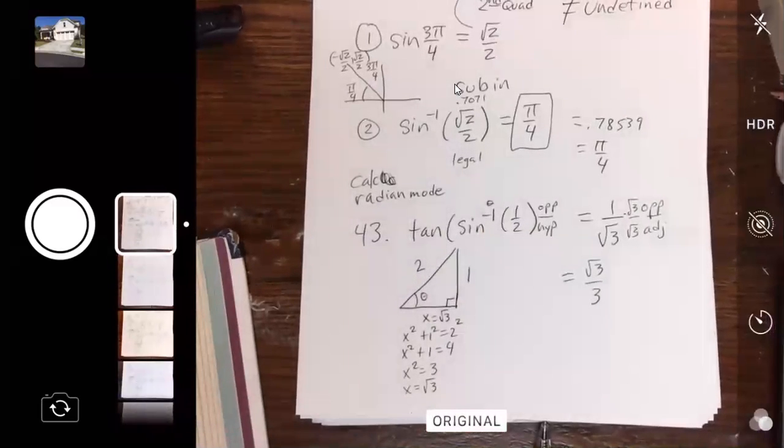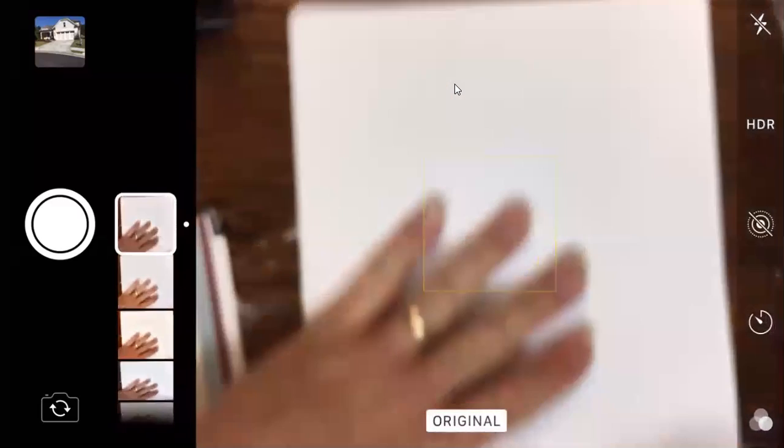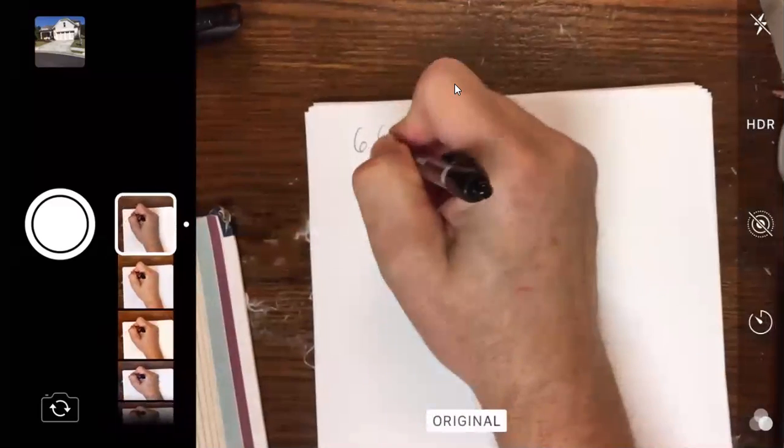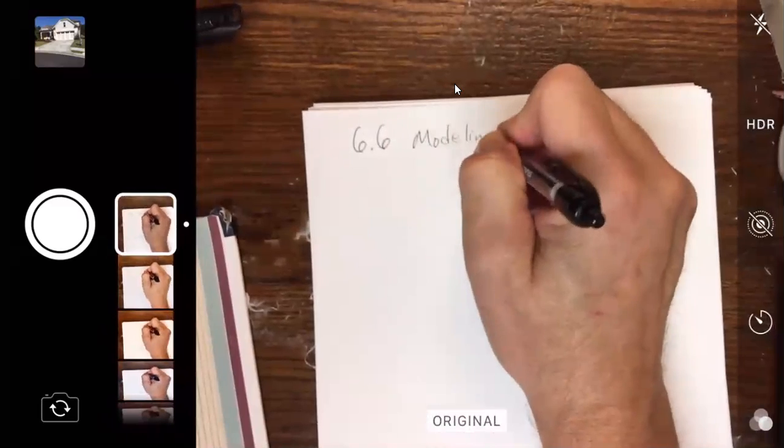Okay, I will let you all work on those. And we'll do a quick intro to 6.6. It's called modeling harmonic motion.